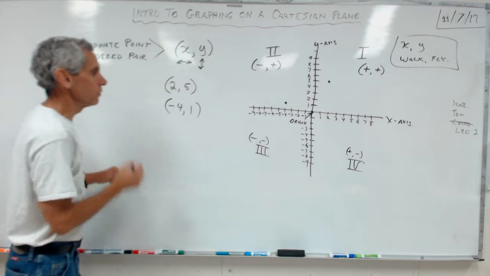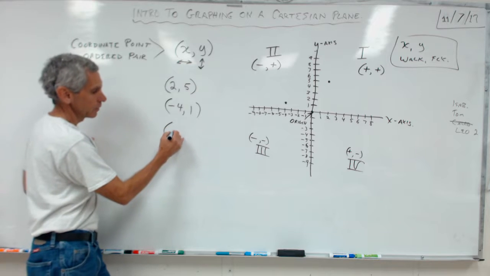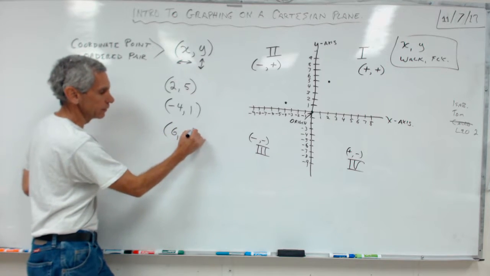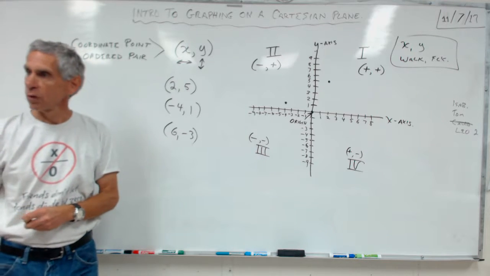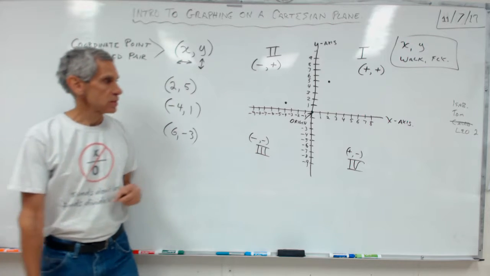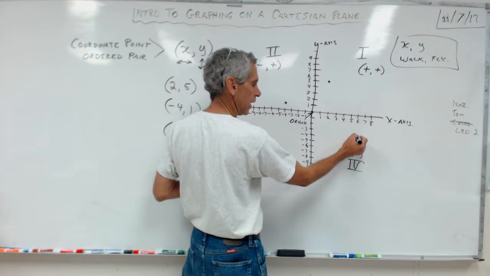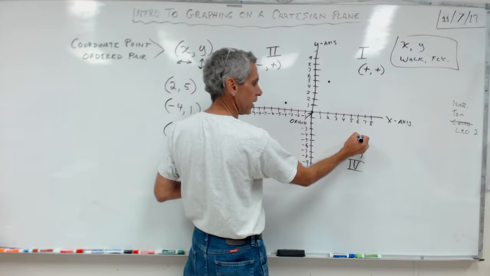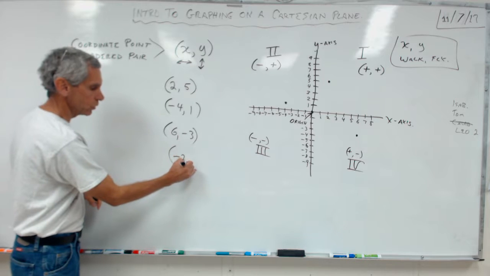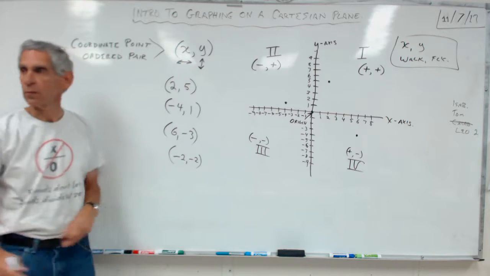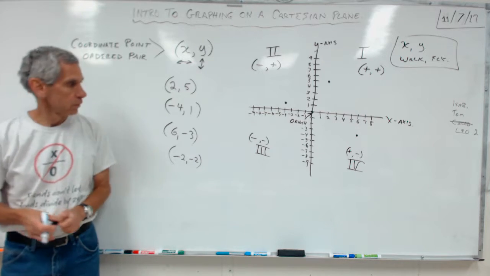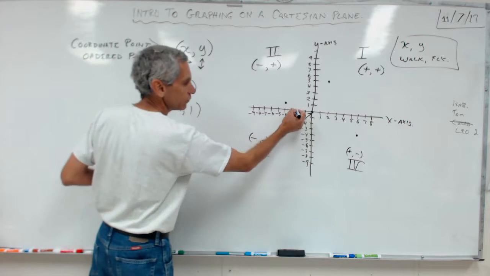Okay, good. So let's say I gave you (6, -3). What would that be? It would be in quadrant 4. So I go over 6 and I go down 3 and then I put a dot. Okay? What if I gave you (-2, -2)? What quadrant would that be in, Dan? Quadrant 3.